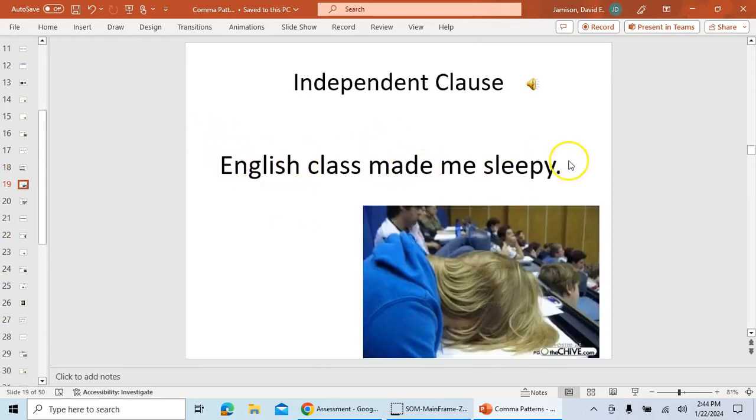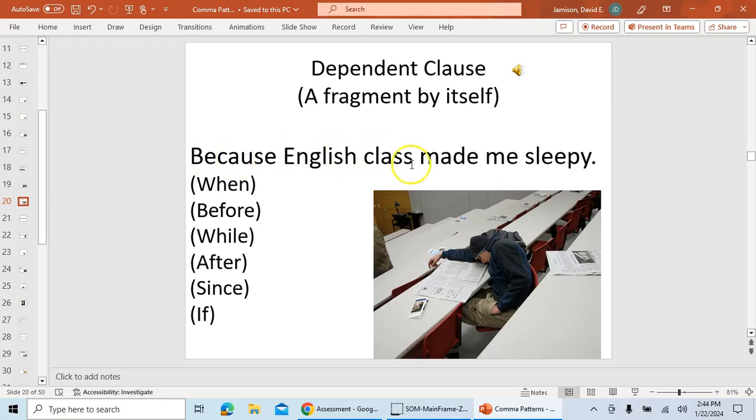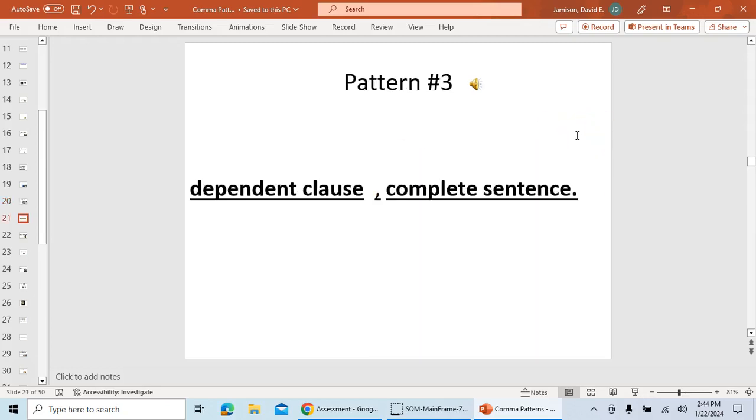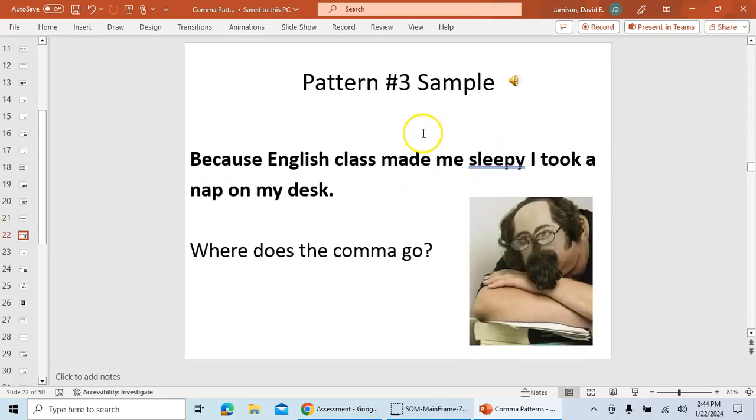English class made me sleepy. This is an independent clause on its own, if we write it this way. But if we add a word, if we say, because English class made me sleepy, when English class made me sleepy, after English class made me sleepy, any of those, that becomes a sentence fragment and a dependent clause. And we need to add something to it in order to turn it into a complete sentence. Dependent clause, comma, complete sentence.